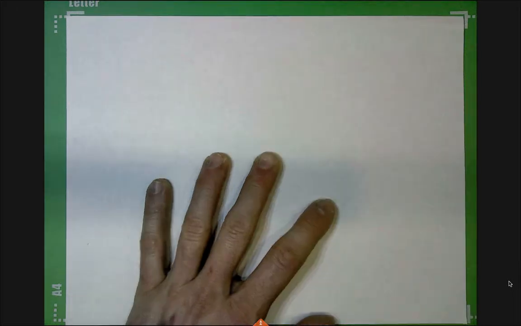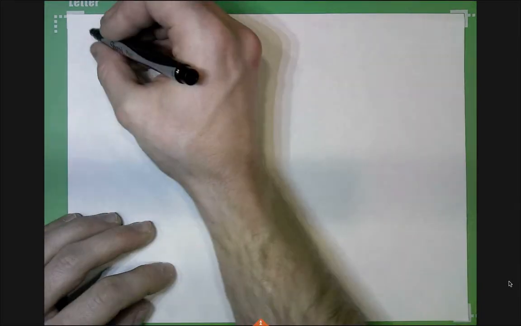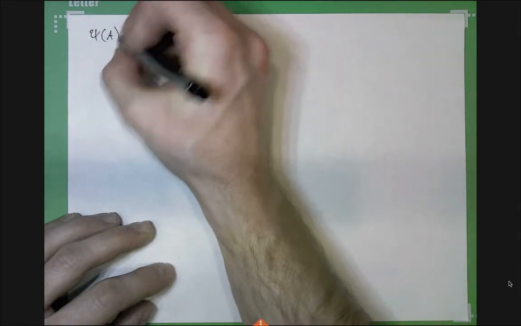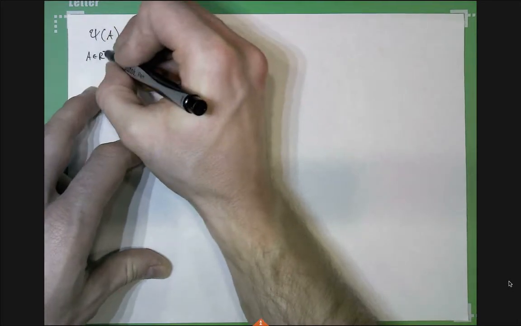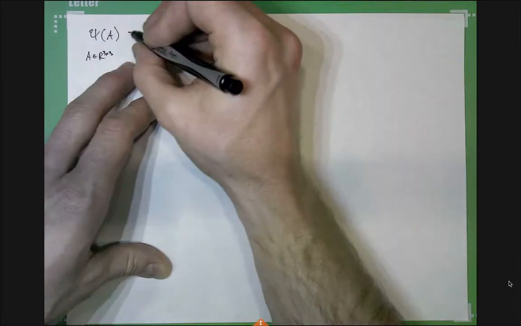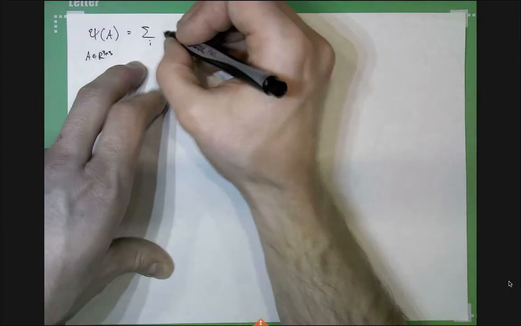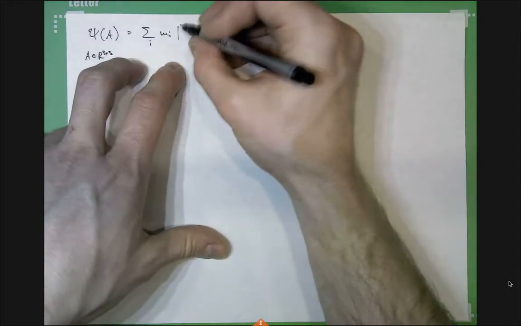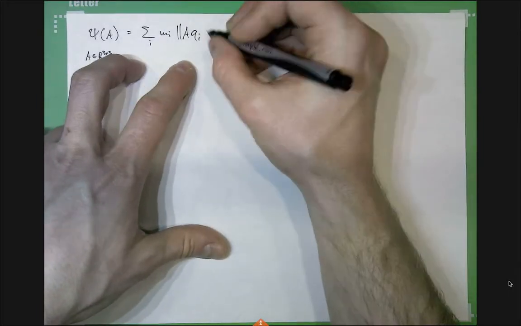So let me show you how we can differentiate it without using any funny tensors. Let me denote the function as psi. It's a function of a matrix A. So here A is a matrix, and it's this. I'm just copying the formula from the slides here.